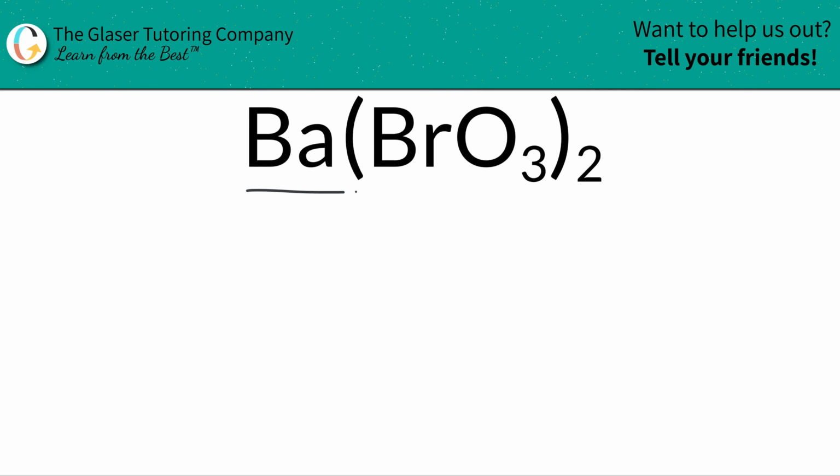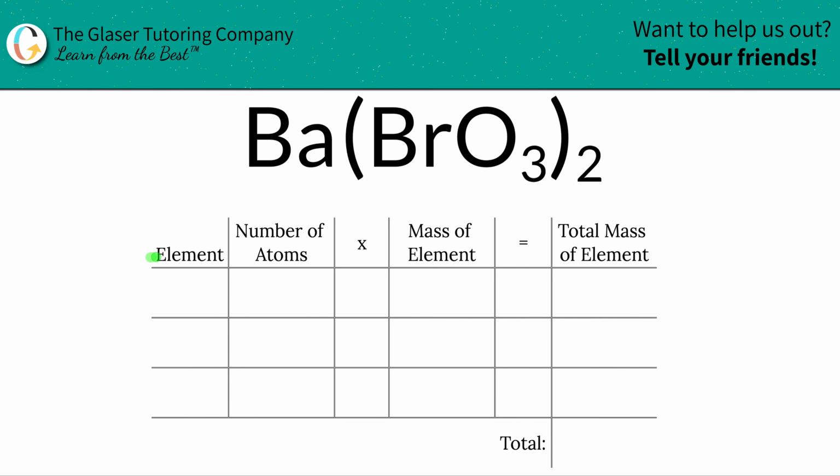So what is the molecular mass of barium bromate? Well, it turns out it's fairly straightforward. I'm going to use this table to help us out. The first thing is I'm going to write the elements that I see inside the compound. So I have barium, I have bromine, and I have oxygen.